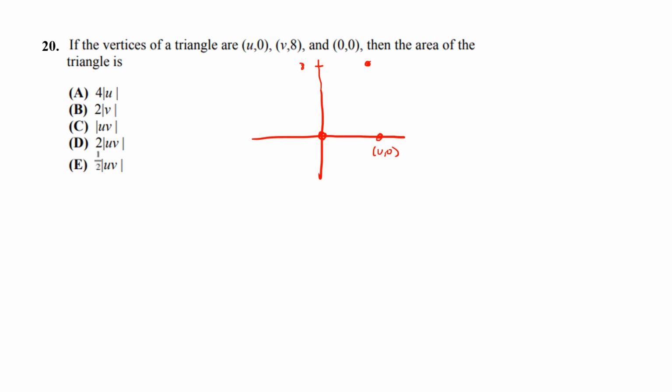We know that the area of a triangle is 1/2 base times height. Now that we've drawn this out, we know that our base is down here, and we're just trying to find the height. But wait, we have our base, so that's u in this case. Our base is u, 1/2 u times height. Our height is just 8. Multiplying this out, we have 4u. That means our answer is answer choice A.